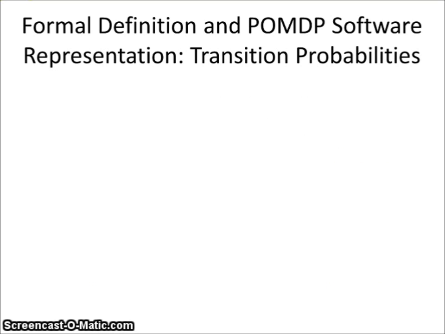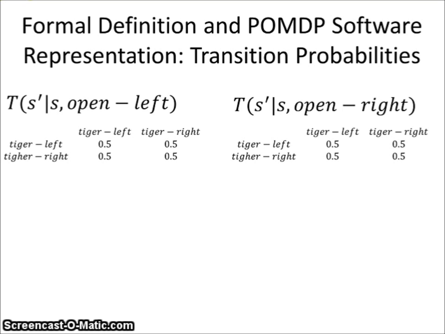So we need our transition probabilities. We're going to need a transition probability T of S prime given S, A for each pair of states that we can transition between, and each action A. So we're going to represent this with a 2x2 matrix for each action that we can choose. If we open the left door, we reveal where the tiger is, and it gets randomly replaced in either left or right. So no matter where the tiger starts, it's randomly in either one. Same if we open right.